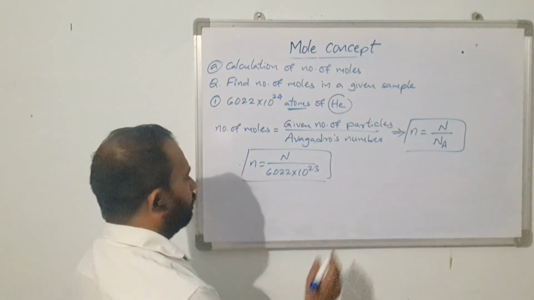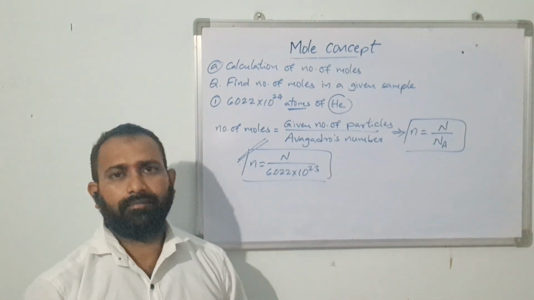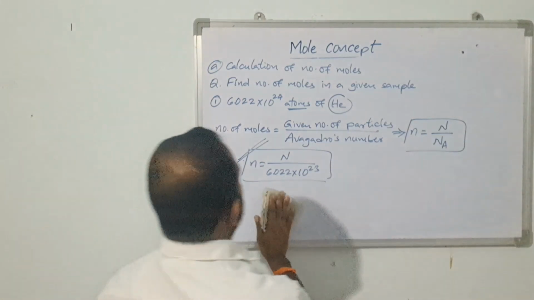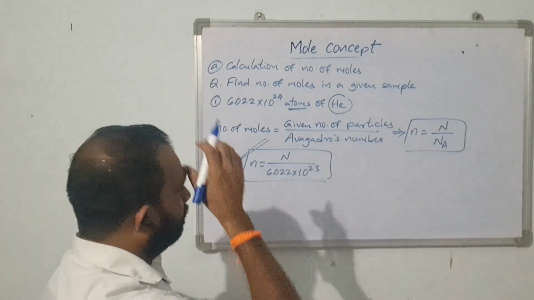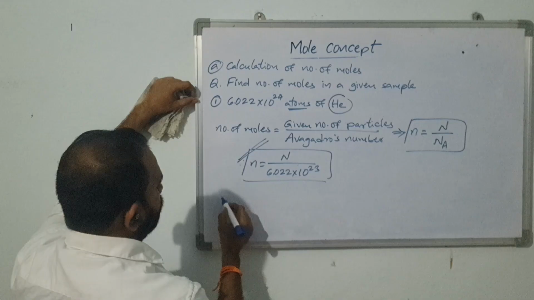Understood? So this is the formula to calculate number of moles when particles are given. Okay, note it first. This is important. This is the formula. So let's substitute these values. Okay, so what are the given values?